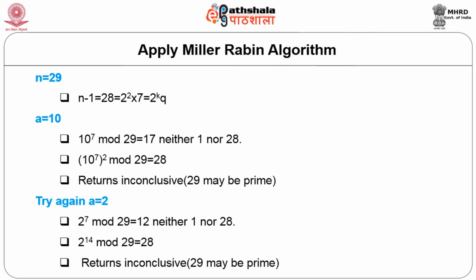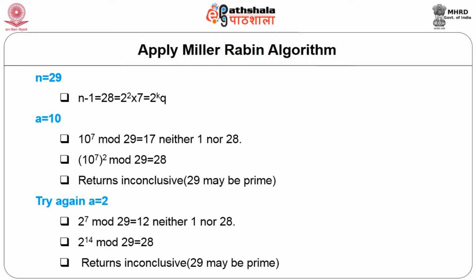Now the algorithm says take the value of a to be in the range of 1 to n minus 1. Suppose we took a to be 10. Go ahead with step 3. We need to test a raised to q, in our case 10 raised to 7 mod 29. The result is 17. So it is not 1, not 28. The algorithm says if it comes out to be 1, then we can say it may be prime. So our third step fails.